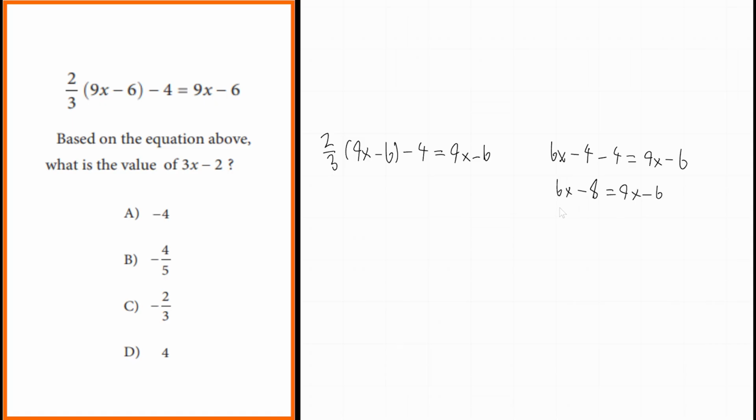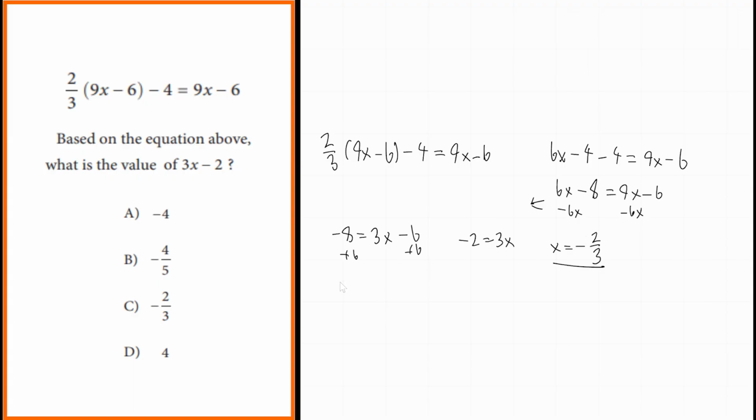If we subtract 6x from both sides, we get negative 8 equals 3x minus 6. We can add 6 to both sides. That gives us negative 2 equals 3x. Divide both sides by 3, and we get x equals negative 2/3.